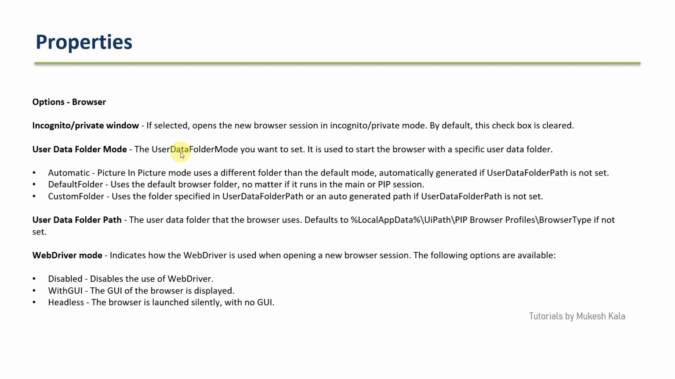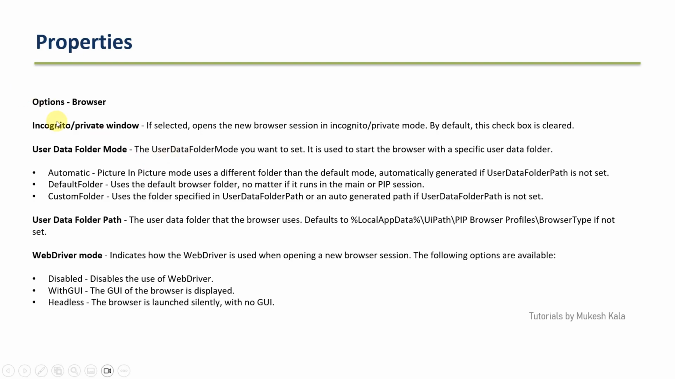Whenever we use the browser, it takes some information with the user data folder. If it is my computer, it would be local app data slash UiPath something, right? So every browser has something called the specific user data folder. Now this property lets you customize how you want to use the user data folder.